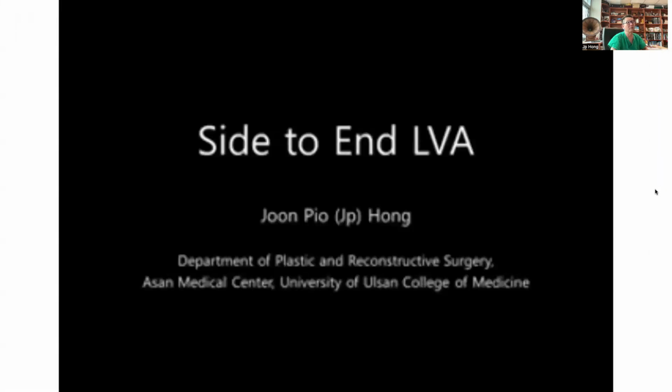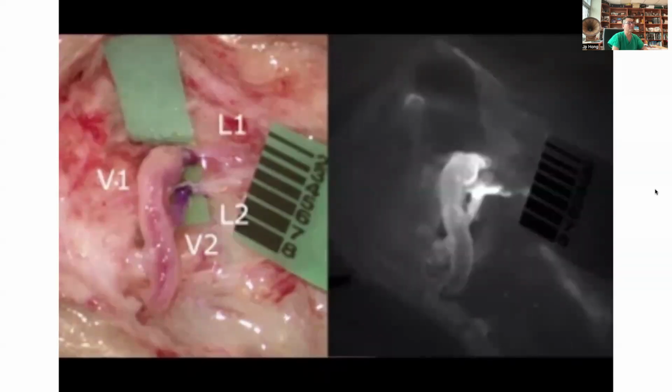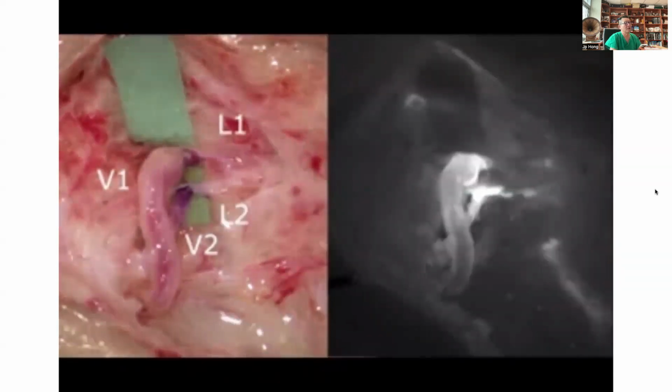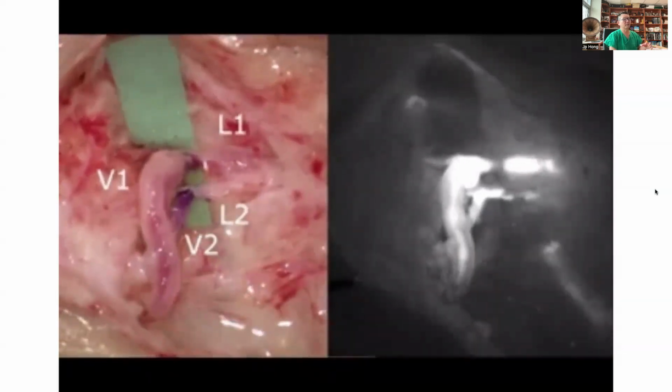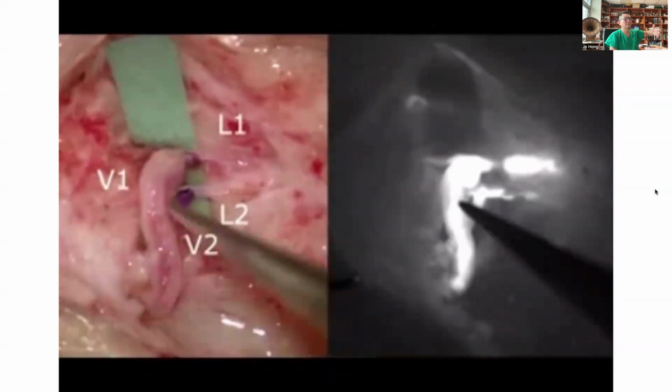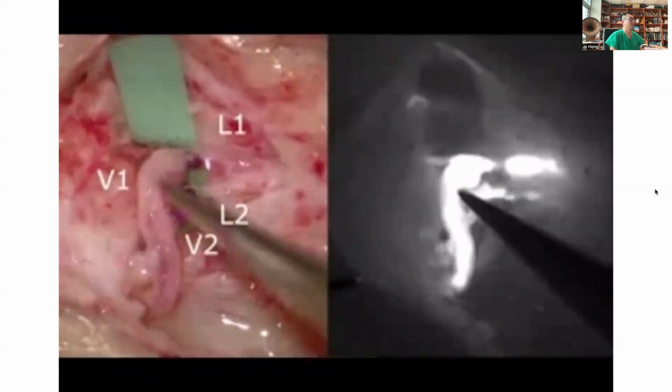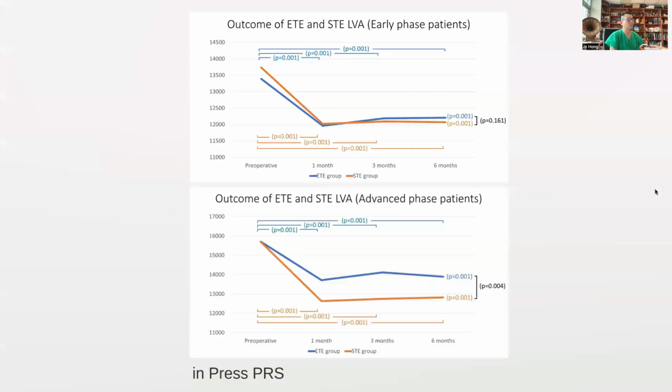And that's how LVA works. So here's an example of how we performed a side-to-end lymphovenous anastomosis. And you could see when we contract the muscles a little bit, you can see the fluid draining from the side of the lymphatics to the vein, clearly making the LVA work.